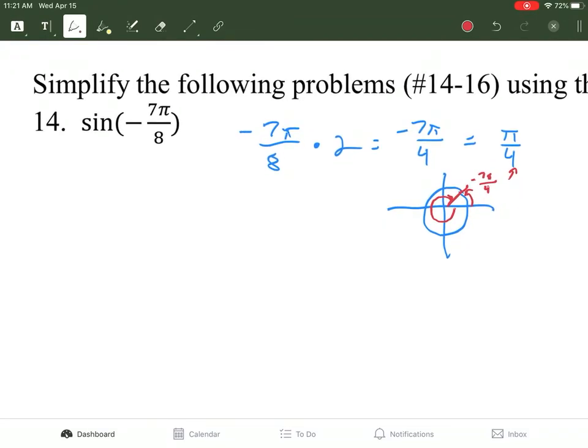Okay, so if we put this into the half angle formulas, which are at the bottom right hand corner of your formula sheet, we have, let's go back to blue.